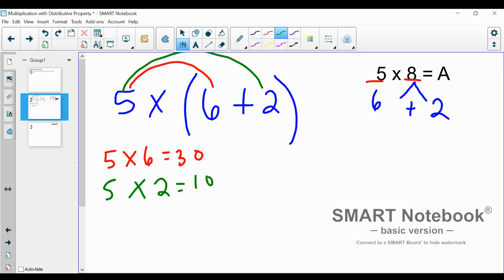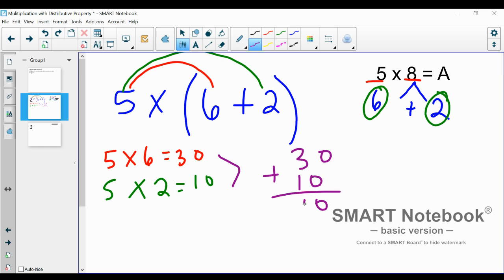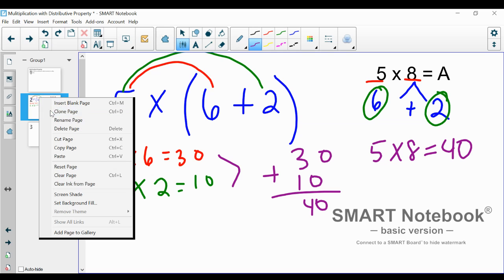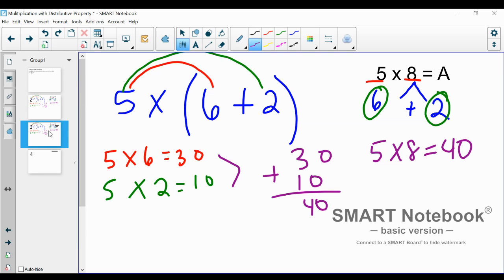So you're just breaking apart. I know 5 times 6, and I know 5 times 2, and I'm just going to add those together. So I'm going to take my 30 and add 10, and I get 40. So now 5 times 8, I know, equals 40. Okay? Now you could have broken your 8 up into different numbers too. I'll show you again using the same numbers, but showing you how you could break it up differently.